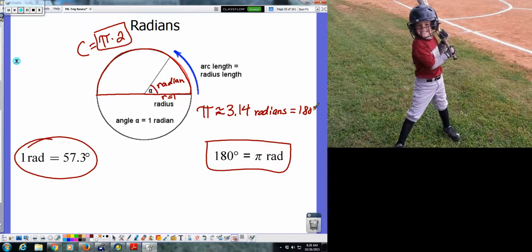3.14 radians is equal to 180 degrees. If you have 3.14, take this radius, you lay down about 3.14 of them. There's a radius, there's a radius, there's a radius, there's the 0.14. 3.14 radii will always give you half of that circle. So 180 degrees, or half the circle, is equal to 3.14 radians.